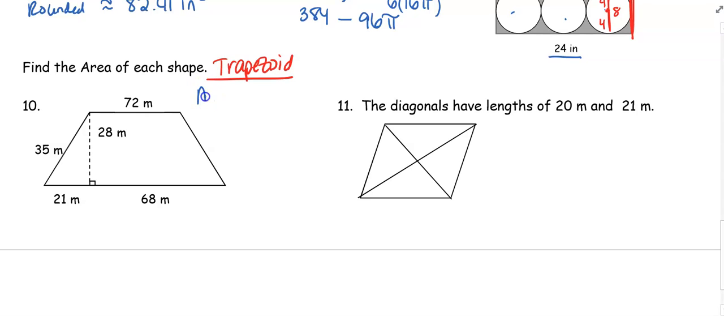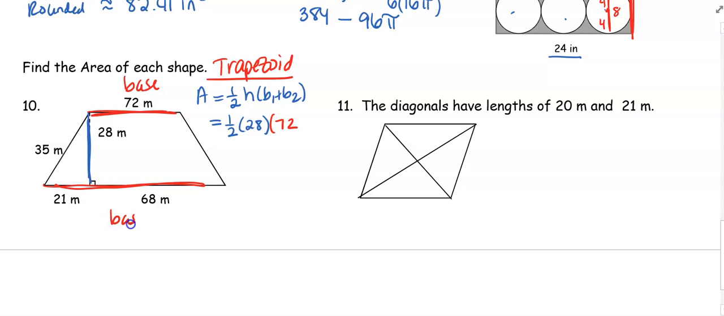The trapezoid's area is 1/2 height times base 1 plus base 2. We look at the height. Here's the height, the distance between the bases, and we know which ones are the bases because the bases are the ones that run parallel to each other. So we've got a base up here, and we've got a base down here.